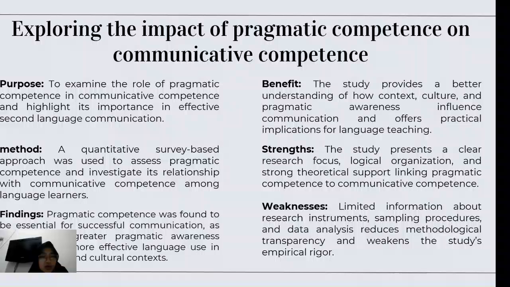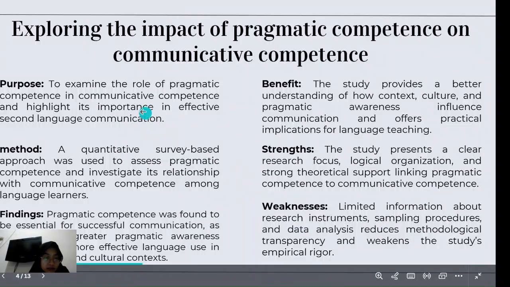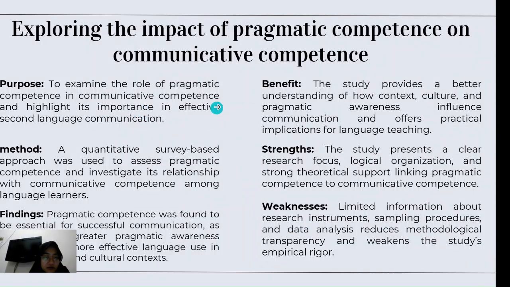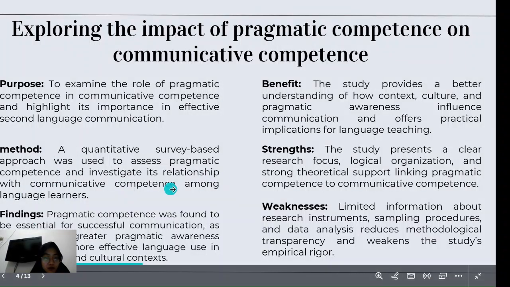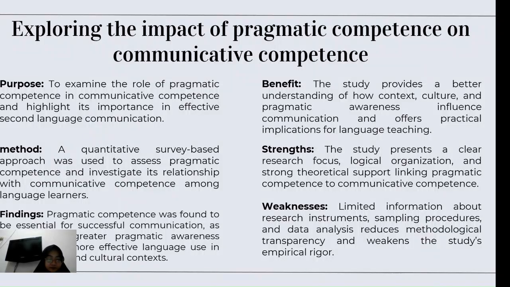The purpose is to examine the role of pragmatic competence in communicative competence, as it highlights the importance in effective second language communication. The method being used is a quantitative survey-based approach, and it's used to assess pragmatic competence and investigate its relationship with communicative competence among language learners.